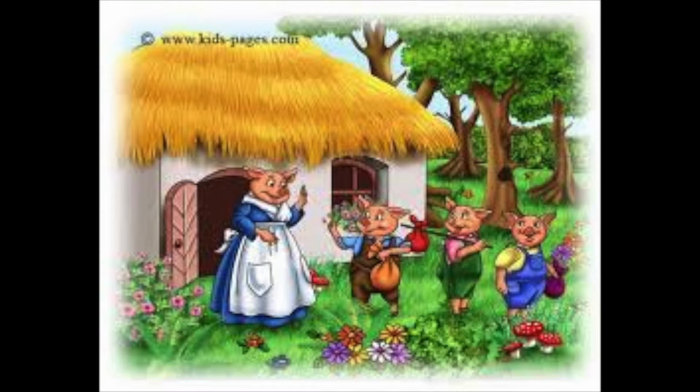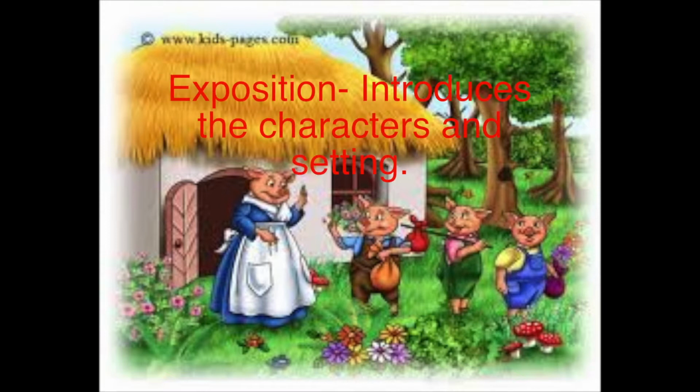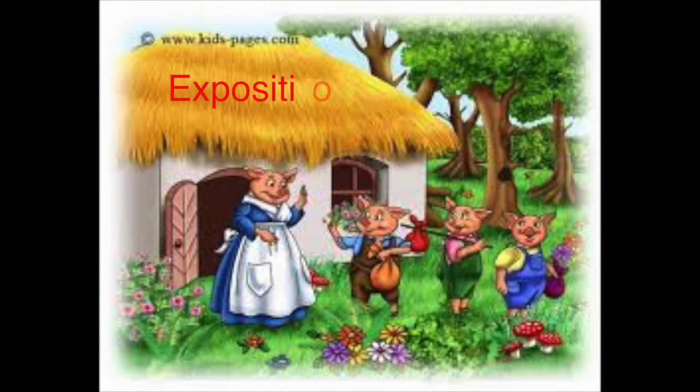Now, in order to give examples of this type of plot structure, I'm actually going to use the well-known story, The Three Little Pigs. So we can see that the exposition is the introduction. It introduces the characters and the setting. In this case, we see that the pigs have an accommodation problem because there isn't enough room for them in their house.